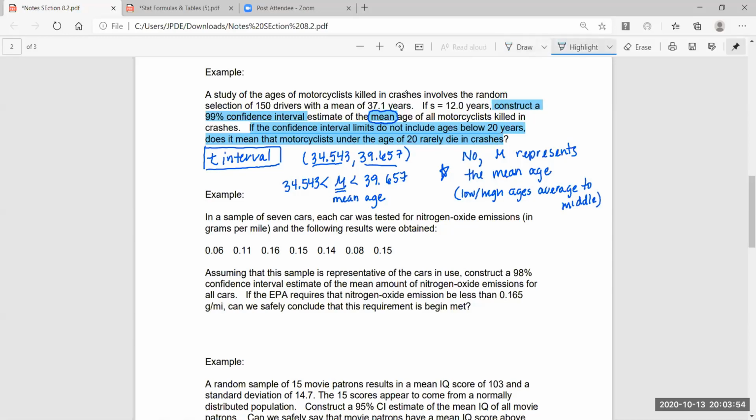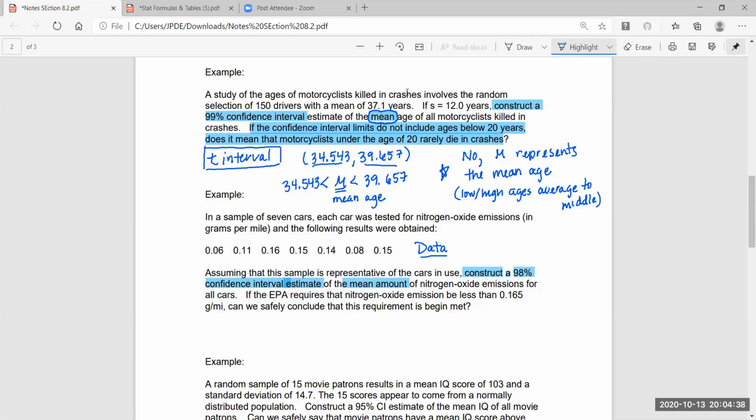In a sample of 7 cars, each car was tested for nitrogen oxide emissions in grams per mile, and the following results were obtained. So we have a list of data in this one. When we do our interval, we're going to have to choose data. Assuming that the sample is representative of cars in use, here are the instructions. Construct a 98% confidence interval estimate of the mean amount of nitrogen oxide emissions. So again, we're working with a mean.